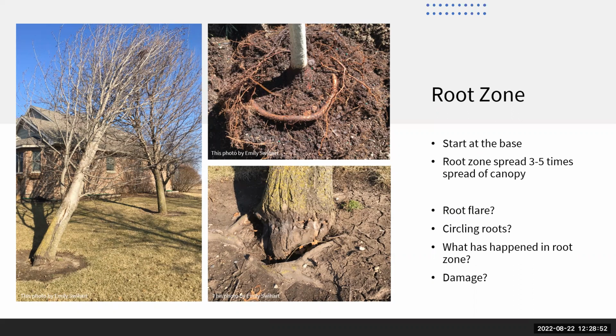And furthermore, what has happened in the root zone? Has damage occurred? Like I said, these roots can spread 3 to 5 times away from the canopy. So you think you have a 50-foot spread on a mature tree. Well, that root zone can go up to 150 feet out from that or beyond. And so what has happened in that radius to perhaps influence the tree health?